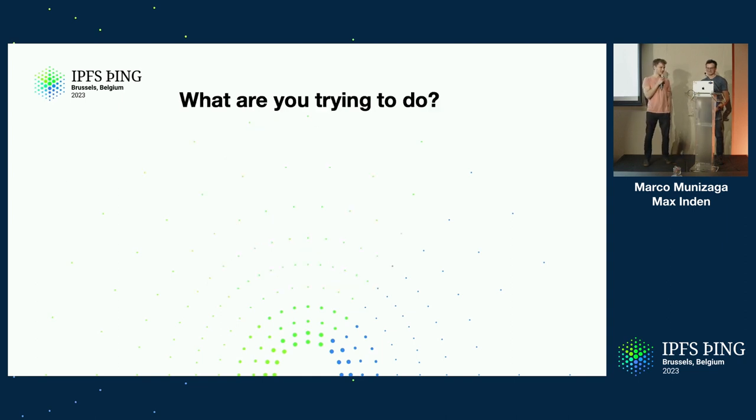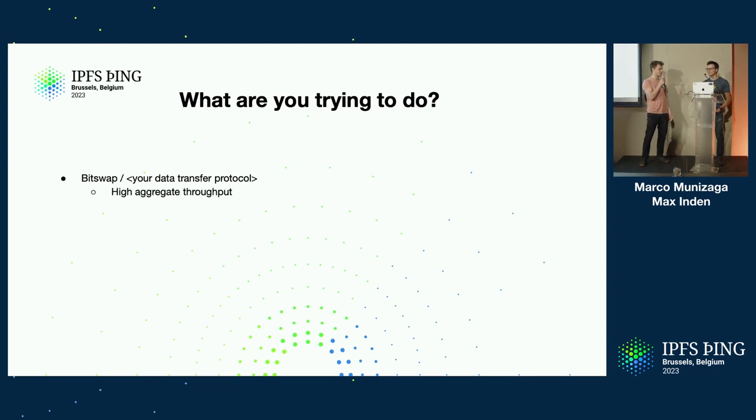Well, I have many things that I want to do. One is I have Bitswap requests, right? I want to send those Bitswap requests to many nodes out there, to a subset of the nodes that I'm connected to. And I need to request data from them. And I want to request this data in a way that it has very high throughput, right? I want to retrieve data very quickly.